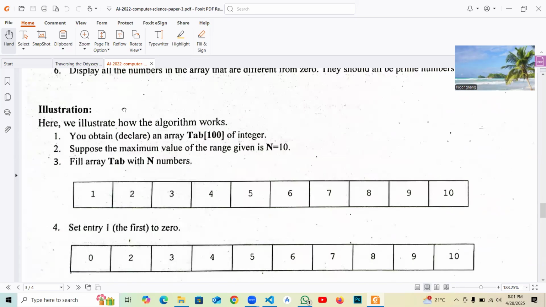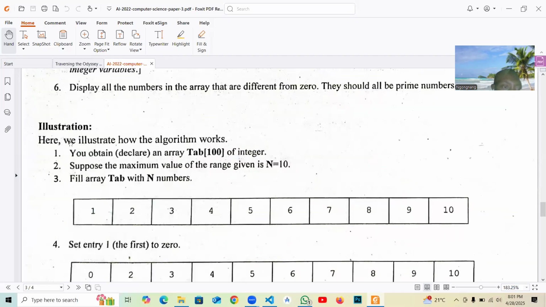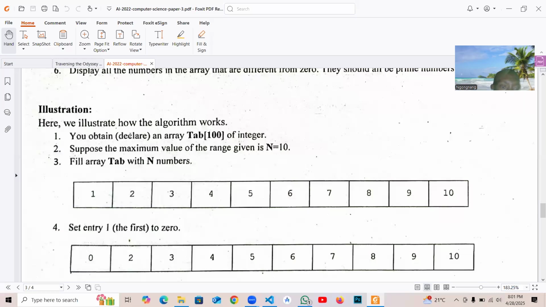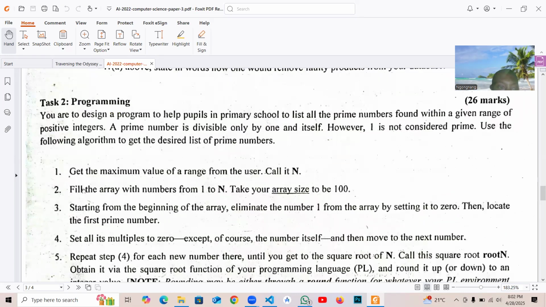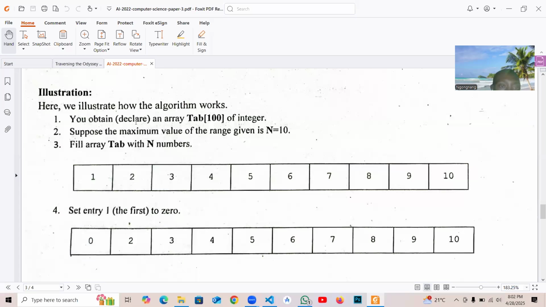We are still using the algorithm above. We are going to declare an integer array called tab, which is going to have a size of 100. And you see that here we're told to fill an array with numbers from 1 to n, then take your array size to be 100. So they are illustrating it. The first thing is that we are going to declare an array, and that array is going to take the size 100 and will be integer.